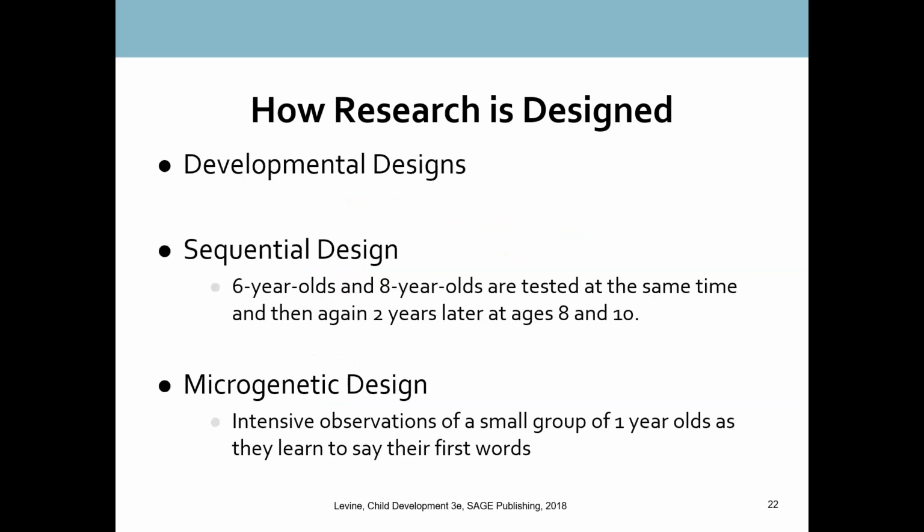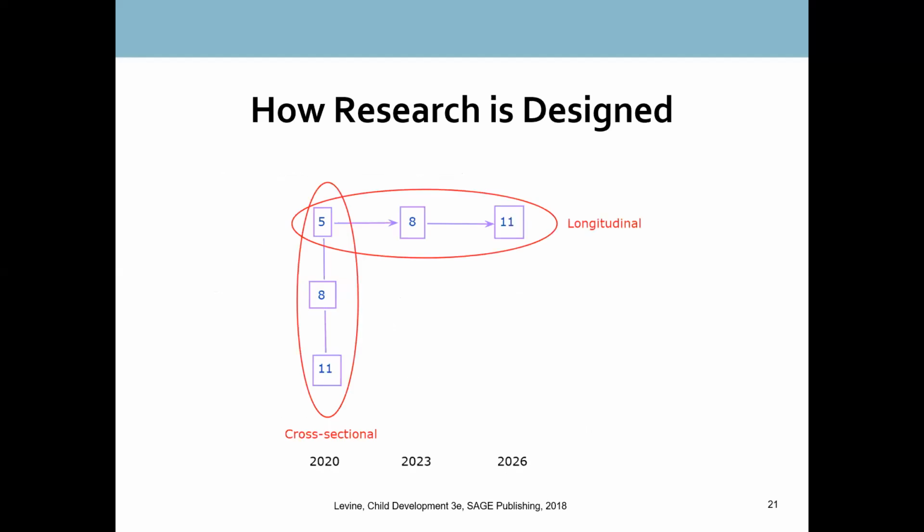Okay. A third type of developmental design is the sequential design. A sequential design basically just combines longitudinal and cross-sectional designs. I don't have a separate picture, but imagine that I start with that cross-sectional design on the left. I get a group of 5-year-olds, 8-year-olds, and 11-year-olds, and I compare them all. So I have a cross-sectional study right away.